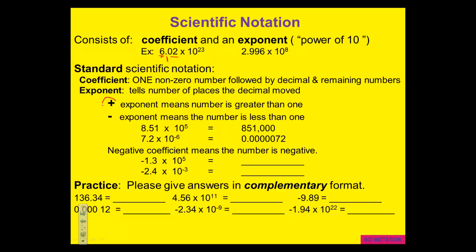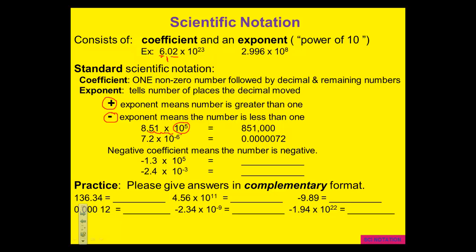Now, a positive exponent versus a negative exponent, what does this mean? A positive exponent means the number is greater than 1. A negative exponent means the number is less than 1. Let's take a look at two examples. 8.51 times 10 to the 5th. That 10 to the 5th means it's a big number. And so we move the decimal 5 places, 1, 2, 3, 4, 5, and it comes out as 851,000.